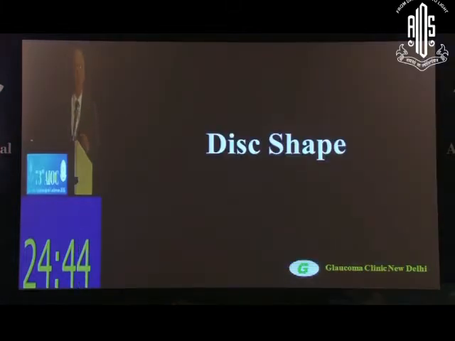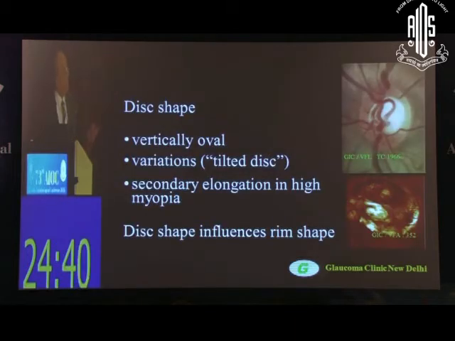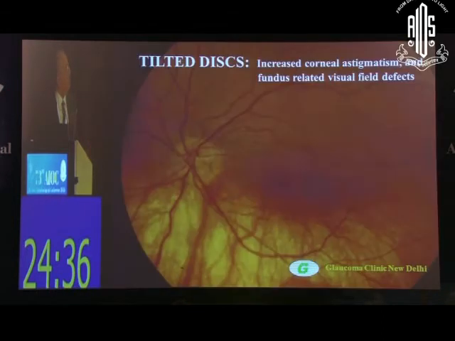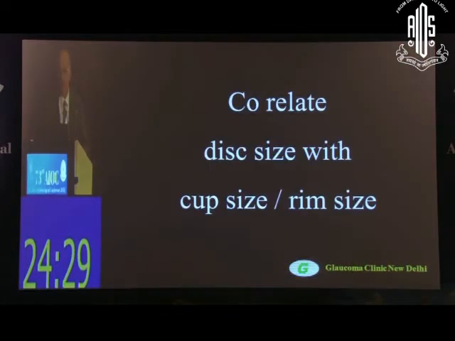In addition to size, the second thing you look at is the shape of the optic disc. Typically, the optic disc is vertically oval. So if you see a disc which is horizontally oval, particularly in a child, you need to rule out a corneal astigmatism. Make sure you've done your refraction under dilatation for that child. So size is important, shape is important.